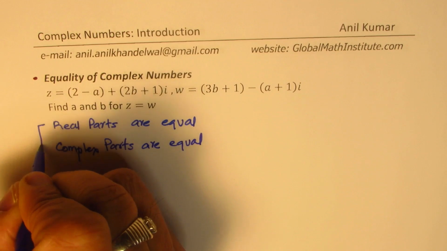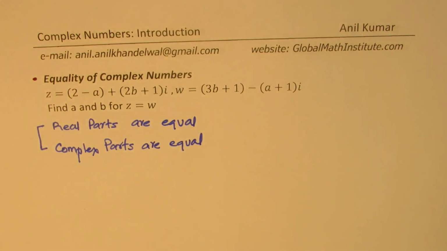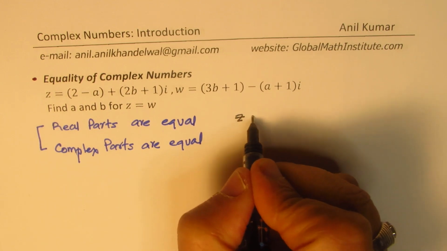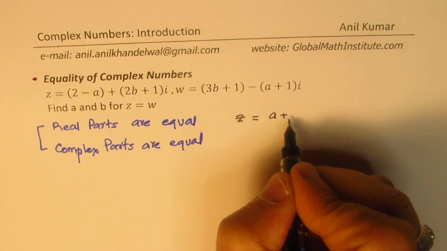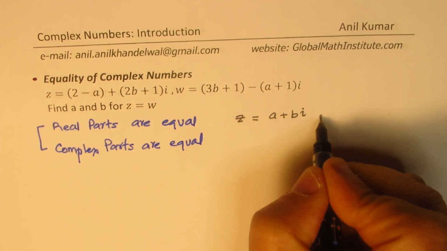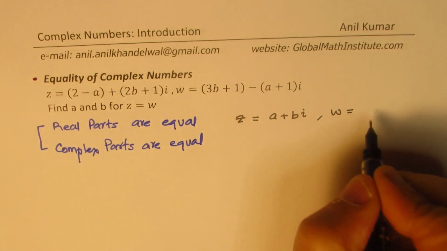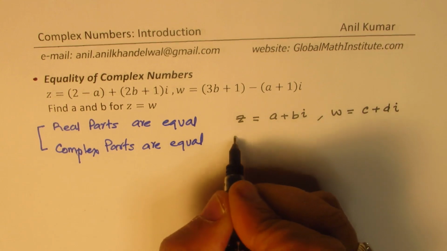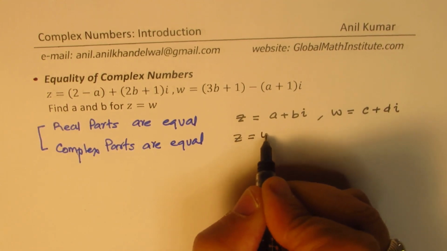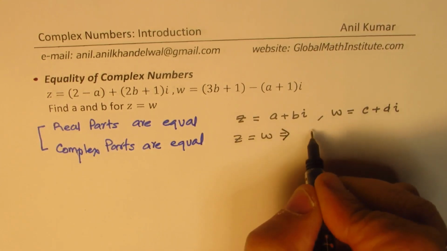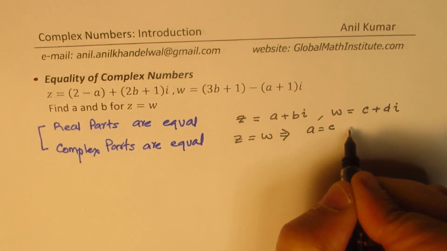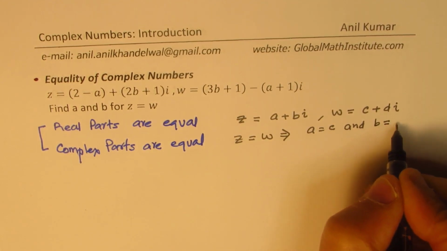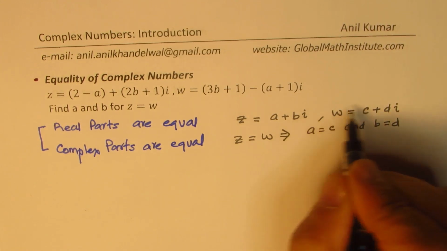So both should be satisfied for equality. So in general, if I have a complex number Z as A plus BI, and if I have W as C plus DI, and if Z is equal to W, it really implies that A is equal to C and B is equal to D, right? So these are the two complex parts.